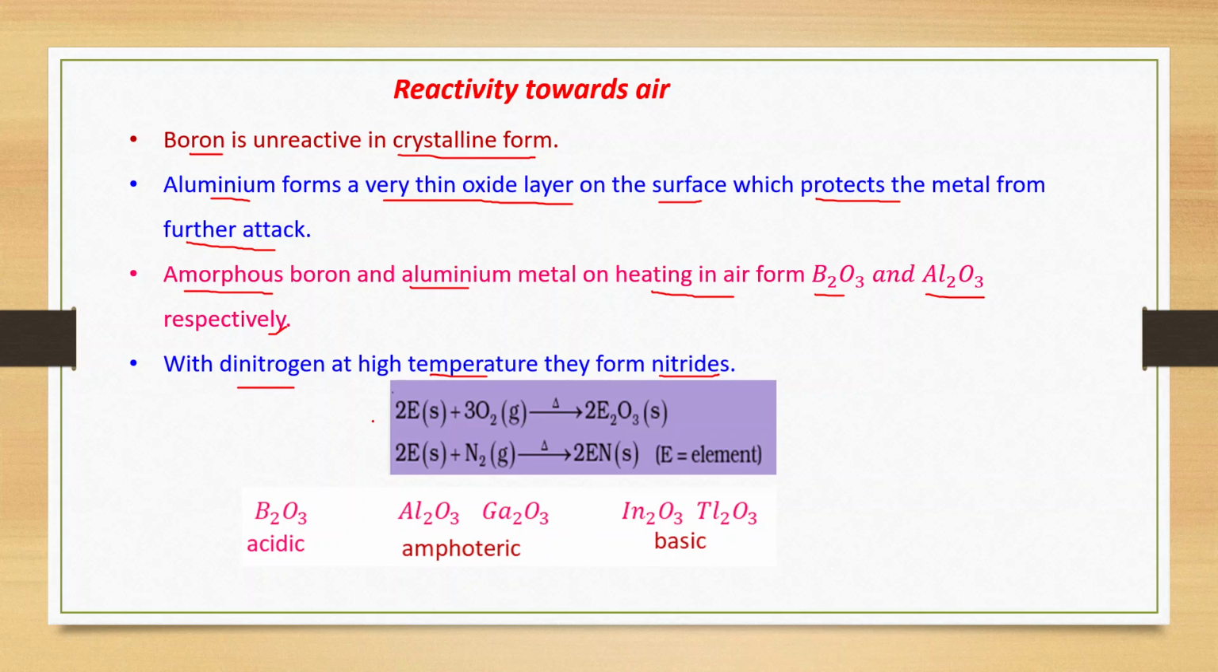See, this element reacts with oxygen, it will form E2O3, and when it reacts with nitrogen, they form EN, nitride. Now if we compare the nature of these oxides, then B2O3 is acidic, Al2O3 and Ga2O3 are amphoteric, In2O3 and Tl2O3 are basic in nature.